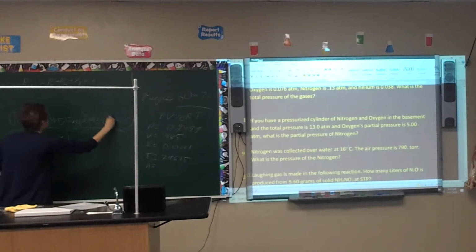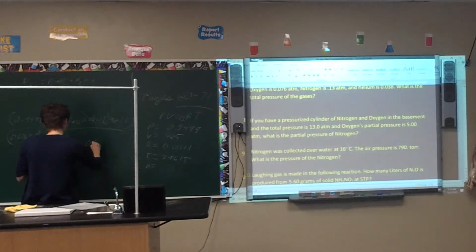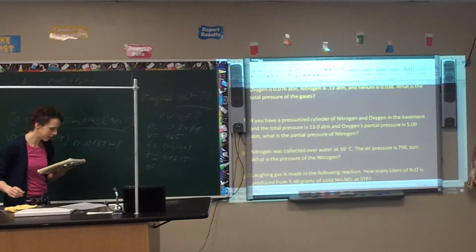Alright, so I multiply 0.9499 times 0.485 divided by 0.0821 divided by 296.15. Alright, the answer comes out to 0.0189 mole. So checking for sig figs now.